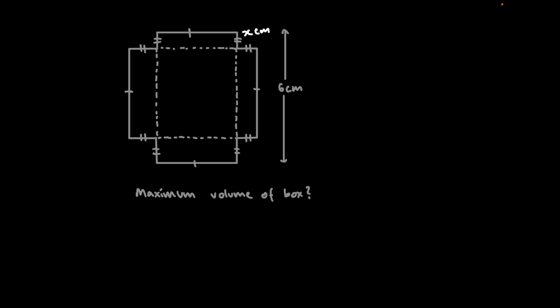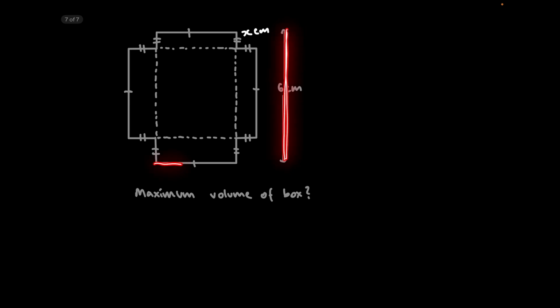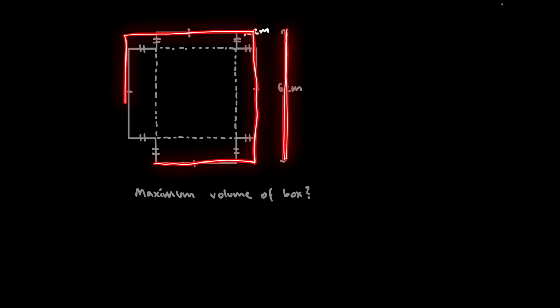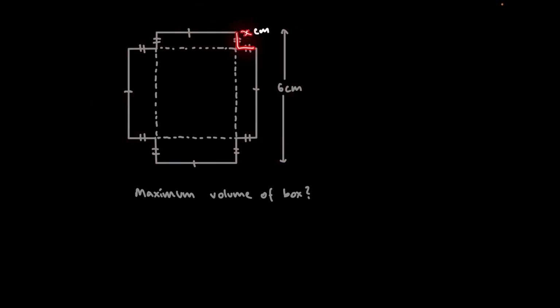Okay, so we know that the width of the entire square, if we have an original square, is 6 by 6 centimeters. So this is 6, this is 6, this is 6, this is 6. And we cut out little notches of x centimeters.